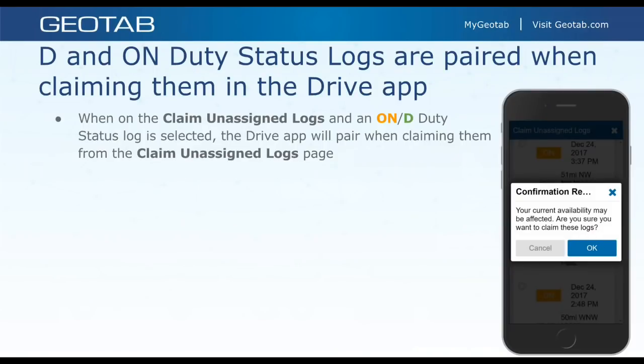Another change that isn't a huge one: when you claim unassigned logs, if you have an on duty and a drive that were paired together, so that they were created together, the vehicle moved, that created the drive, and then it stopped, that created the on duty. When you claim the drive, it'll also claim the on duty as well. So they come in together. You don't have to select them both individually.